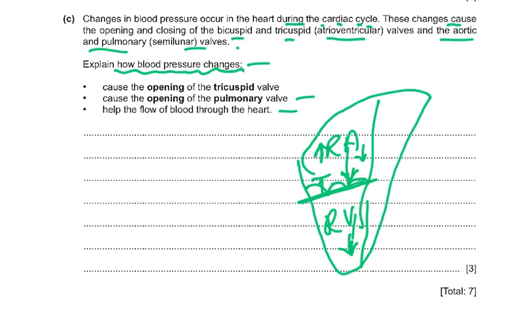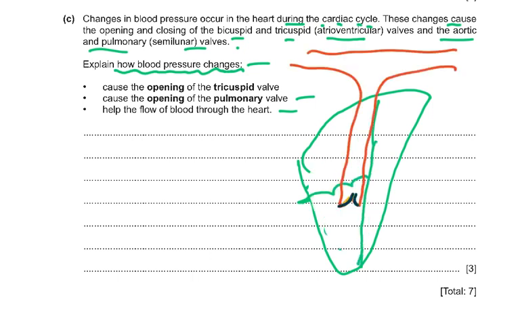Why would the semilunar valves be open? Now, why would these semilunar valves open, which are going into the pulmonary artery, and the pulmonary artery carries deoxygenated blood to the lungs? So pressure in the right ventricle becomes more, and then this pushes these open, and then the blood enters the pulmonary artery. So pressure in the right ventricle has to be higher than the pressure in the pulmonary artery.